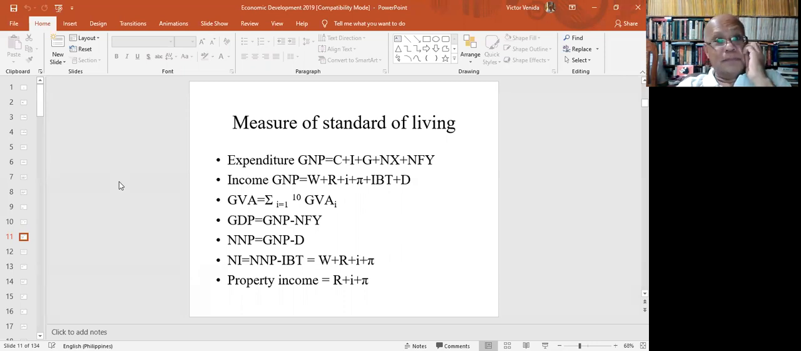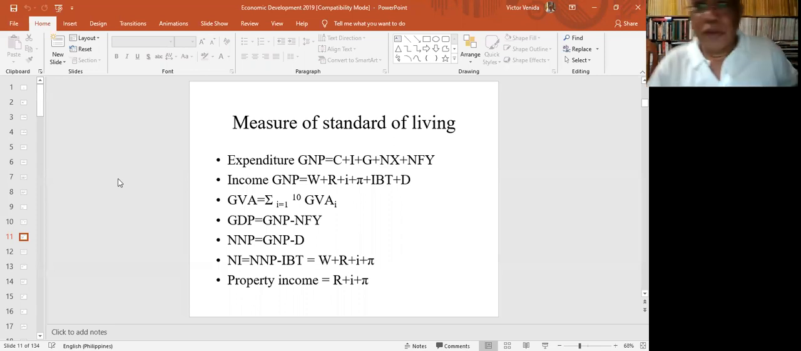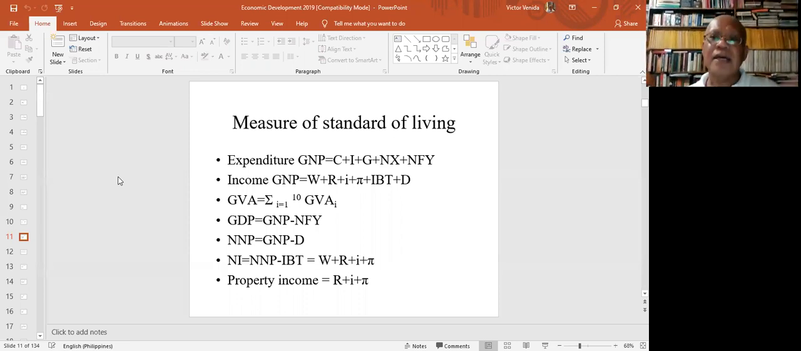We'll get through that. So, if you're going to summarize those three equations of the gross national product or the gross national income, on the expenditure side, we have gross national product or gross national income being equal to consumption plus investment plus government spending plus net exports plus net factor income.